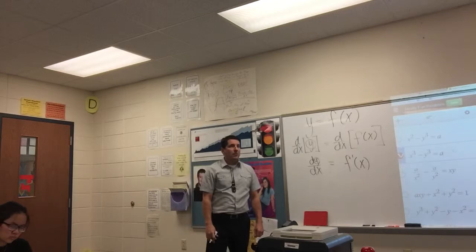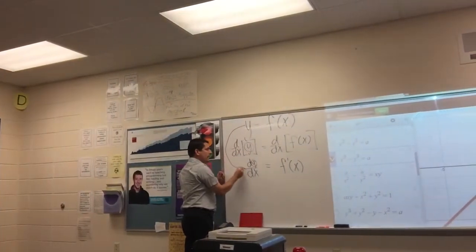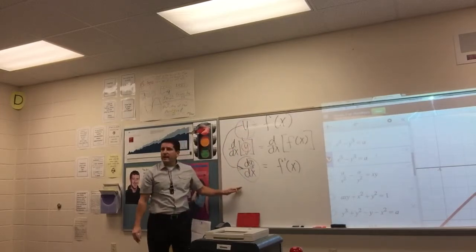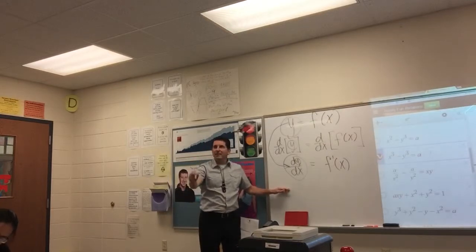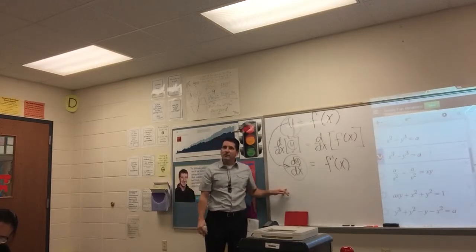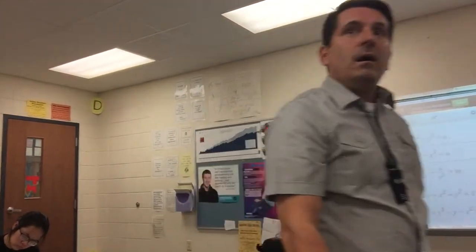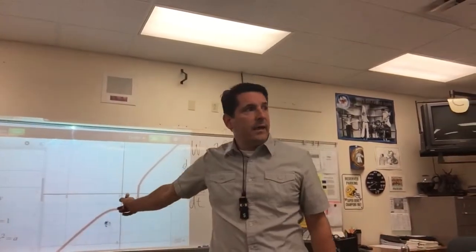Okay. Now, this means that whenever I ask you to find the derivative of y, the derivative of y is dy dx. And that is implicit in this kind of problem. Okay, so, all right, let's go do this. x cubed minus y cubed equals 4. This is the graph of that.